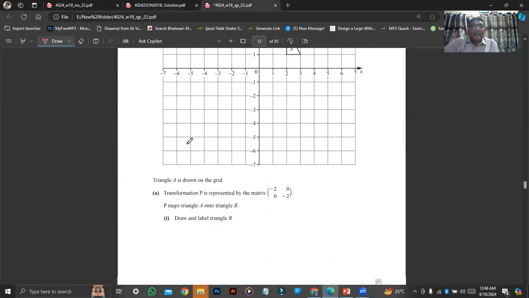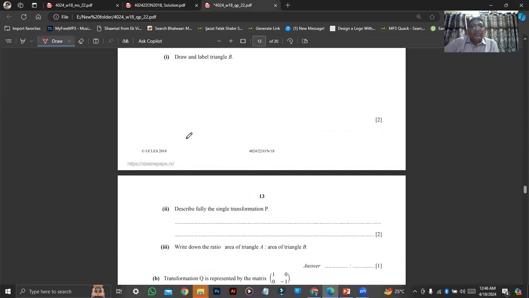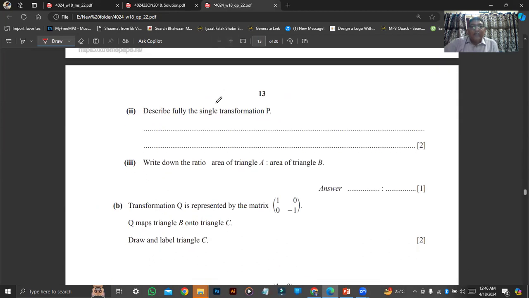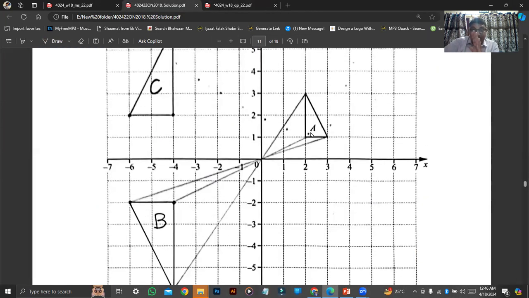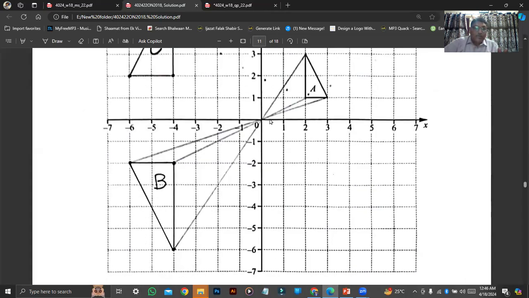Then the question is, describe fully the single transformation P. So I will be able to tell the single transformation. Now A by the P, the A went on to B. So you can see clearly that the diagram has become larger. So that means it's an enlargement.